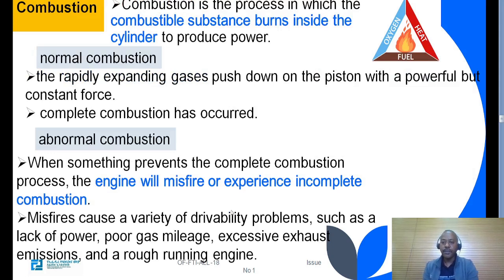Combustion. Combustion is the process in which the combustible substance burns in the cylinder to produce power. So the combustion can be normal or abnormal.